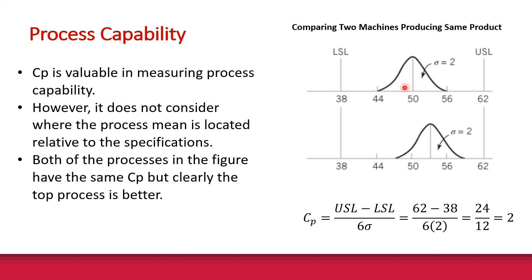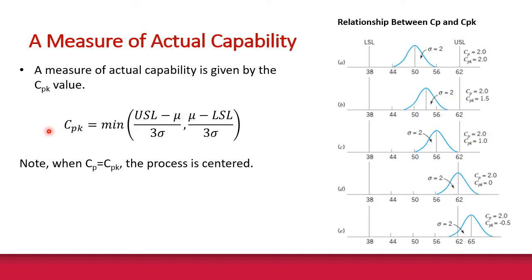So, we need a measure to figure out exactly, define and show that the top machine is actually a better kind of deal. We'd rather have all of our machines where the process is centered between the upper and lower specification limits. So in order to take this process centering into account, we define a new process capability ratio known as C_pk.